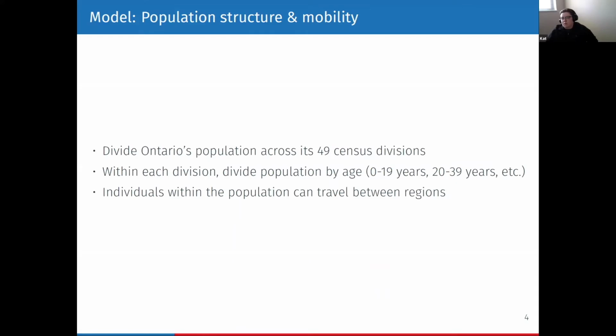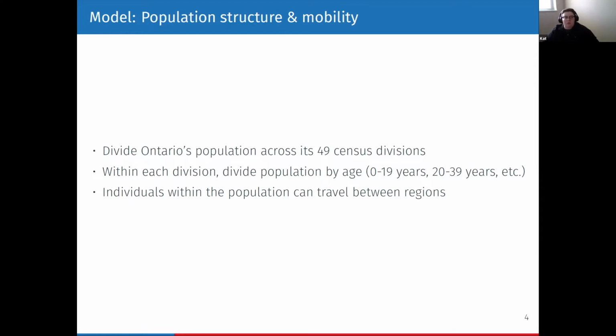So the model is pretty complicated. There's a lot under the hood, but I'll just briefly overview the gist of it. In terms of how we structure Ontario's population, we split it between the 49 census divisions. Within each of those census divisions, we split the population into different age classes. They're mainly 2-decade age classes, however we just use an 80+ category, since it's obviously a small fraction of the population.